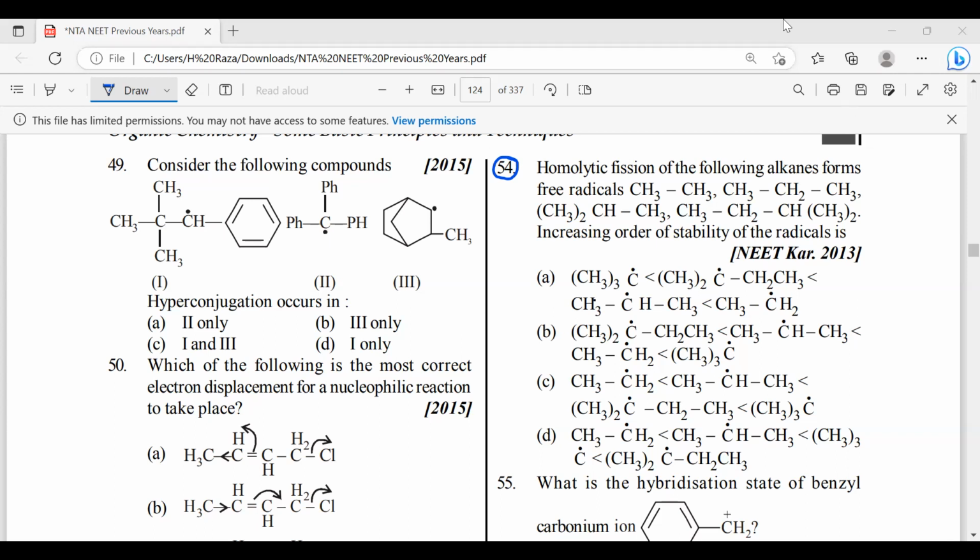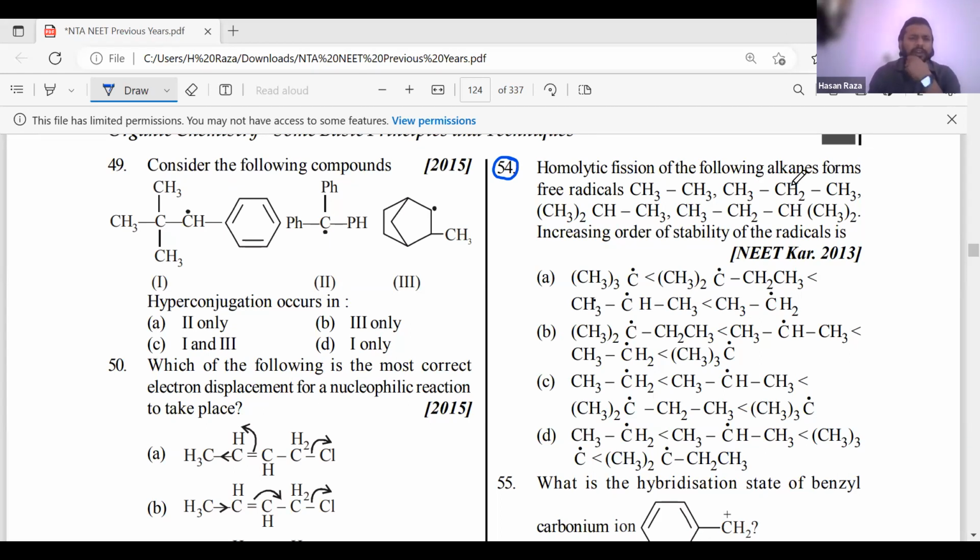Very good. Who gave this answer? Wait a minute. Okay. So homolytic fission is there of alkanes, ethane, propane, and you can see 2-methyl propane, and then comes your 2-methyl butane. So this is your tertiary. This is your tertiary. The most stable is tertiary, which will have 9 alpha hydrogen. Then comes your secondary, because this will have more alpha hydrogen, and then this. So the answer is C.